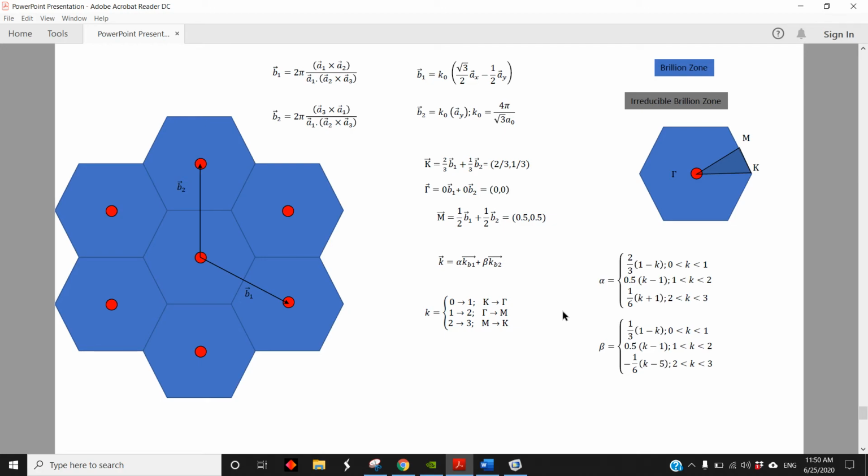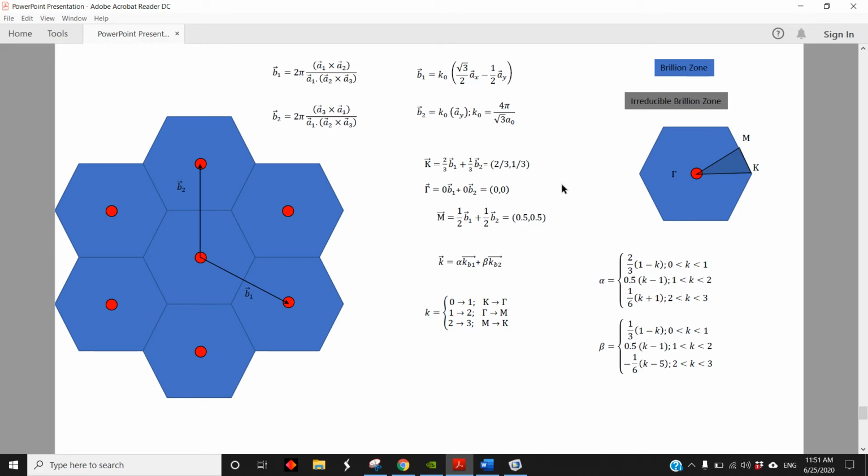So for example, if I put k equal to 0, so I choose this branch here, and I get alpha equal to 2 divided by 3. And from here, when k equal to 0, I get beta equal to 1 divided by 3. And as I said, when small k equals 0, this is my capital K point. And as you see here, it actually has the indices 2 divided by 3 and 1 divided by 3.